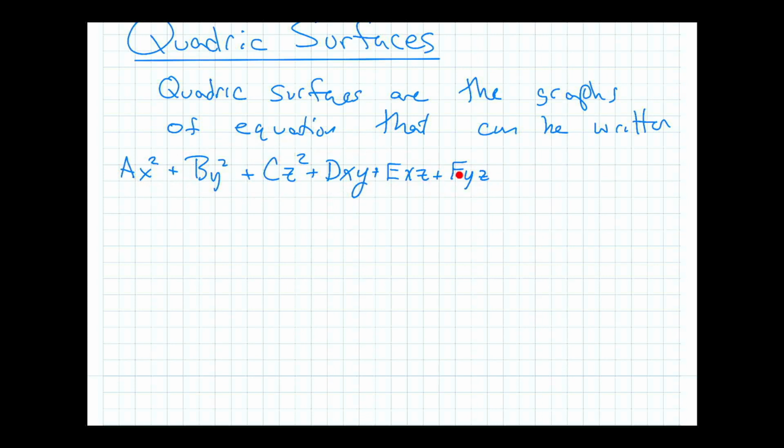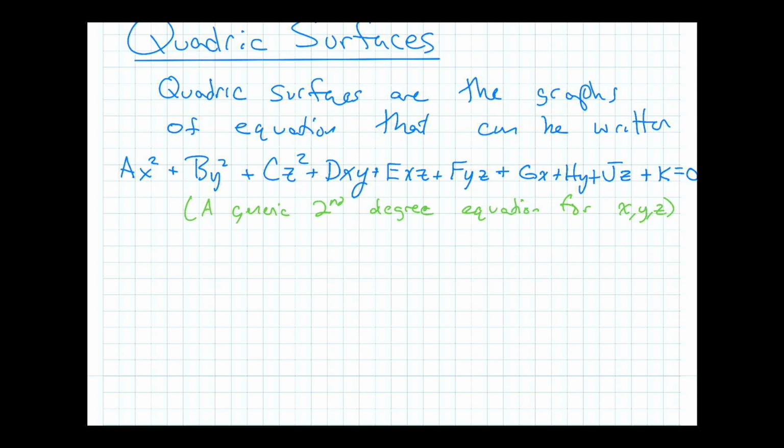So these are hopefully all of the second degree variables that you might have. But then you could also have first degree, right? First degree equations are included in second degree. So constant times x, constant times y, constant times z, and then you can have an actual constant, and all of that equals 0. Okay, so that looks like nonsense, right? But this is just a generic second degree equation for x, y, and z, right?